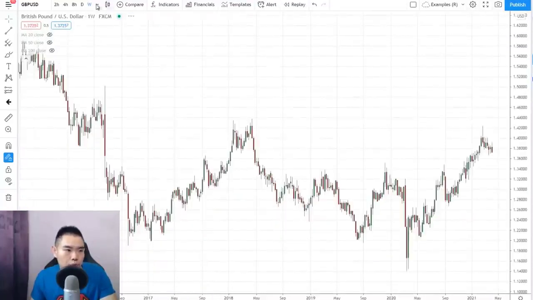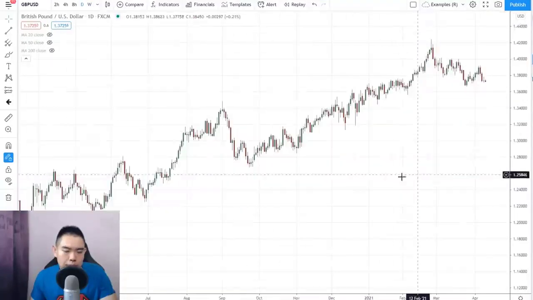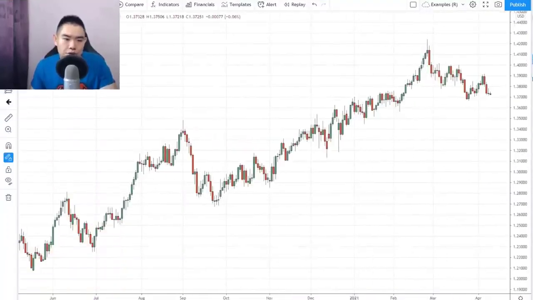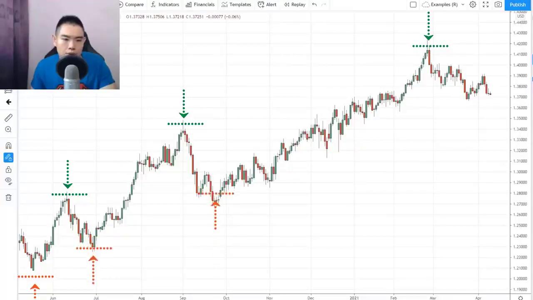And a couple more examples. You can see this one, British pound against the US dollar. What is this market structure? So again, if you look at this overall, it seems to be in an uptrend, right? Series of higher highs, higher highs, higher highs, and higher lows. Higher low, higher low, higher low, higher low, and possibly this higher low.